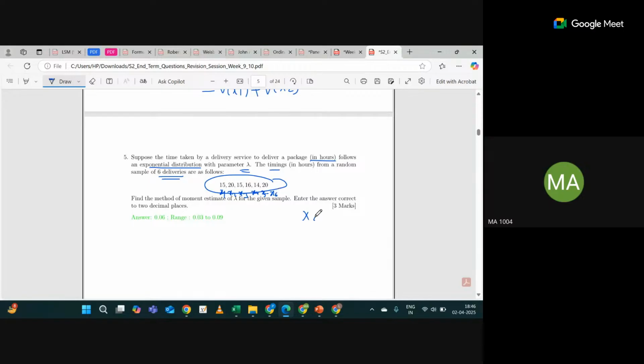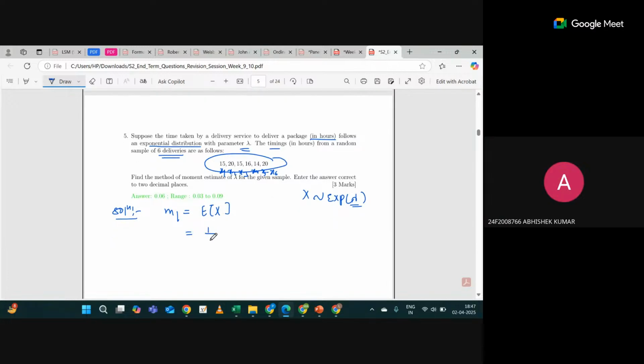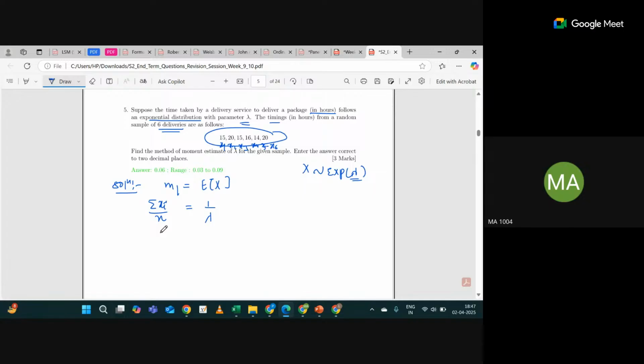We have been given the information that x follows exponential lambda. How to proceed? We know there is only one parameter. Tell me, what should I write? m1 equal to the expected value of x. Right? Now, what is the expected value of x in the case of the exponential distribution? 1 by lambda. What is m1? Summation xi divided by n. Okay, let's do it in general for now. So what will the value of lambda hat be? n divided by summation of xi.